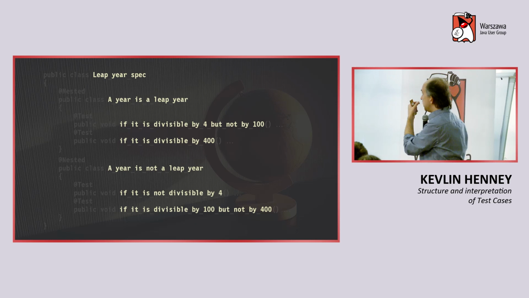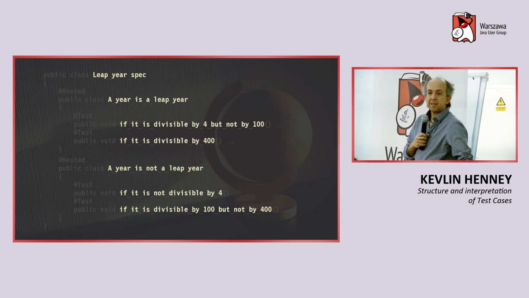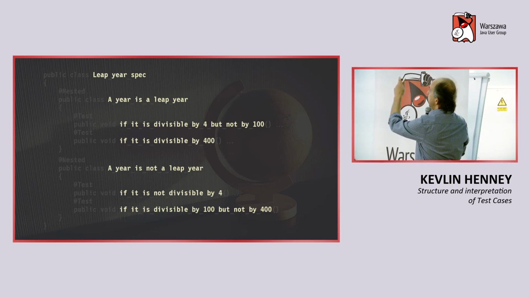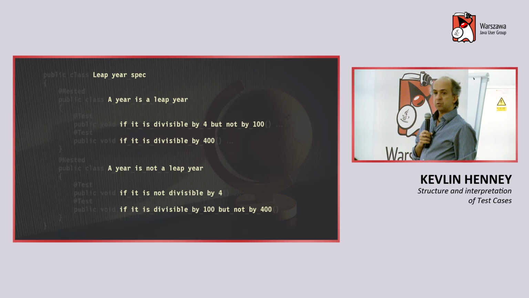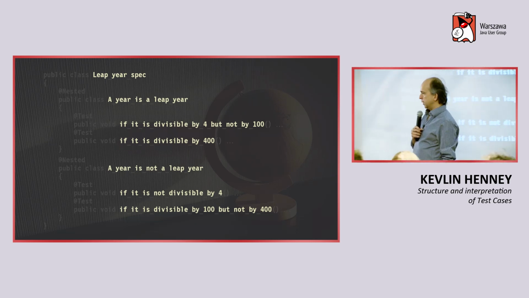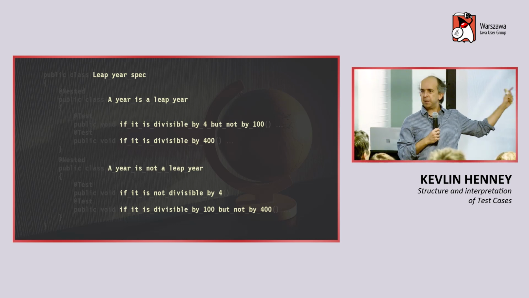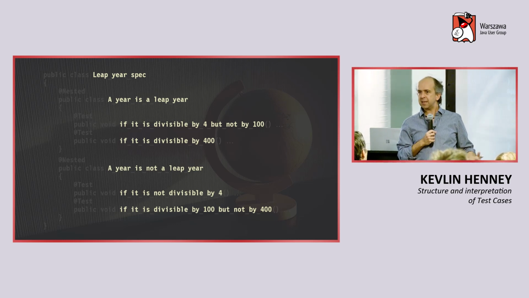What we've got is a specification of what a leap year is. Now, I'm not going to call this leap year tests. I'm going to call it leap year spec. A year is a leap year if it is divisible by 4 but not by 100. A year is a leap year if it is divisible by 400. I could almost lay it out on a PowerPoint slide. In fact, this is a PowerPoint slide. Good grief. How good is this? You can just copy and paste from the names. And that's what you're getting.